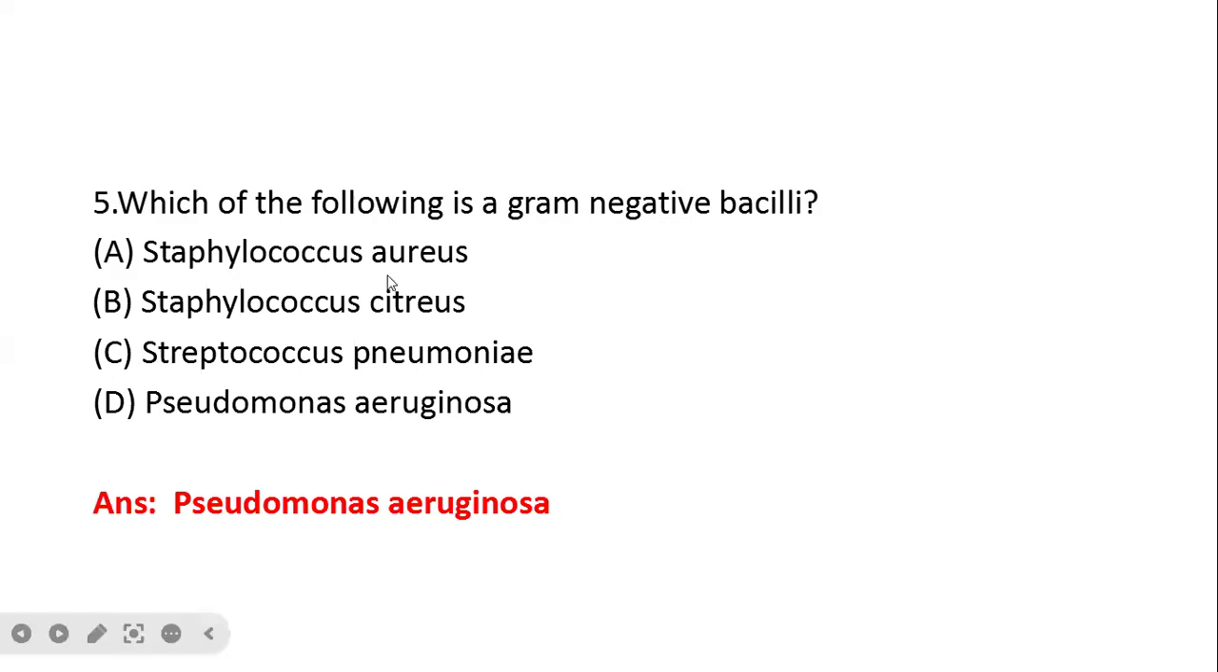For this, the identification of the answer is easy. Here you can see Staphylococcus and Streptococcus. In the name itself, it suggests that it is a cocci. Only Pseudomonas aeruginosa is the bacilli. It is a rod-shaped bacteria.